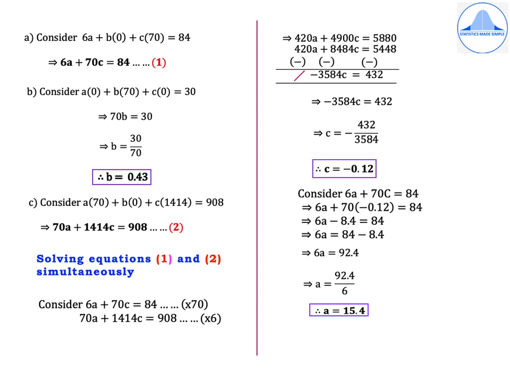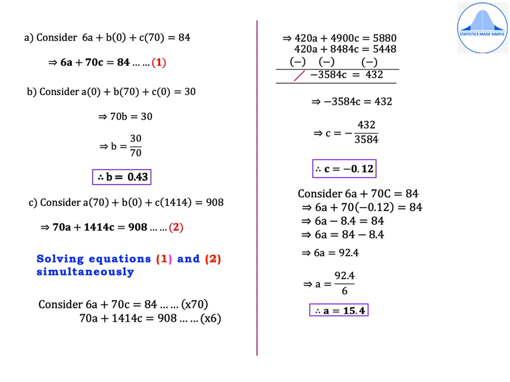Third normal equation: a into 70 plus b into 0 plus c into 1414 equal to 908, which implies 70a plus 1414c is equal to 908. Call it equation 2. Now solving equations 1 and 2 simultaneously. So write both the equations one below the other. That is, 6a plus 70c equal to 84 and 70a plus 1414c equal to 908.